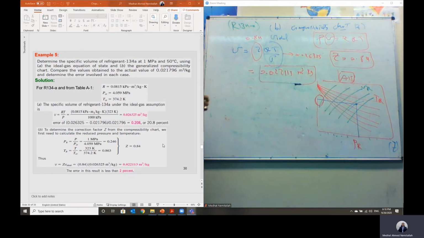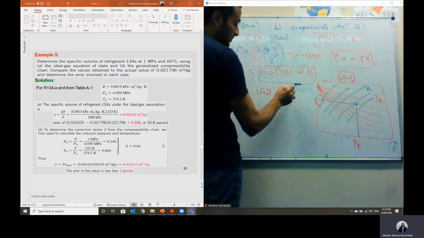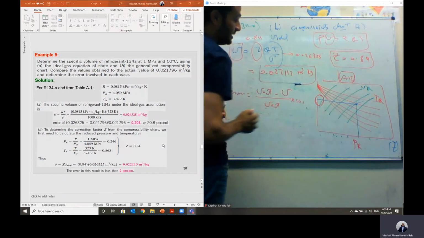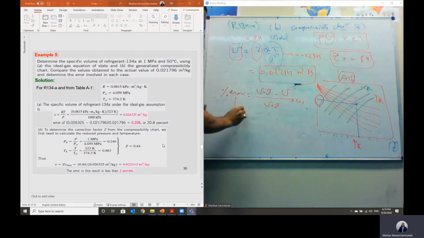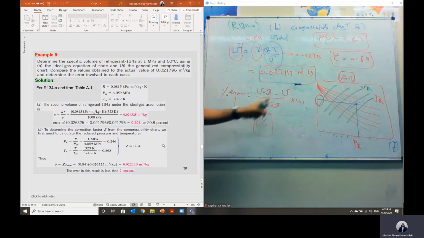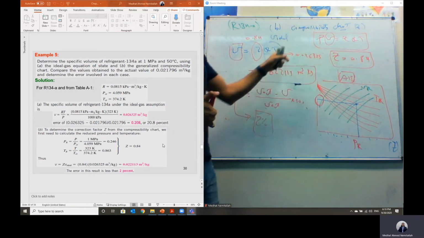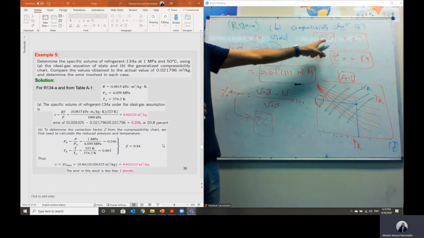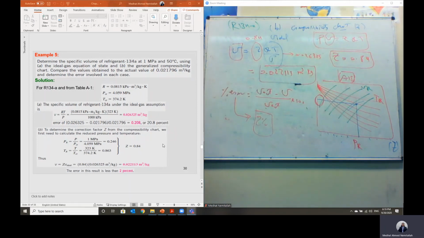If you calculate the percentage error, which is the actual value from the table minus the value calculated using the compressibility chart, divided by the actual value and multiplied by 100, you will find this error is only about 2%. So the error has dropped from 21% with the ideal gas equation of state down to only about 2% when we use the modified equation with the compressibility factor Z, which you can use to get the actual value of the specific volume.